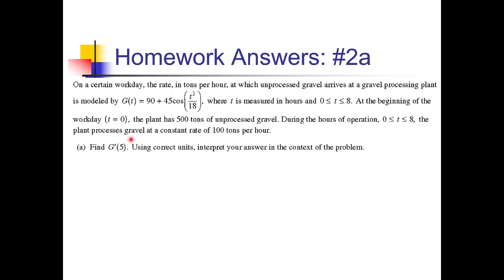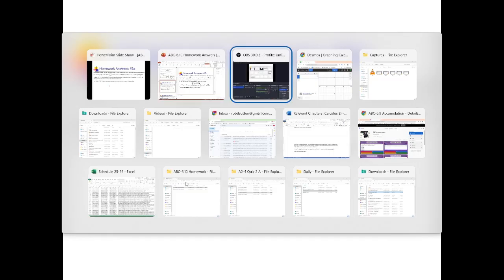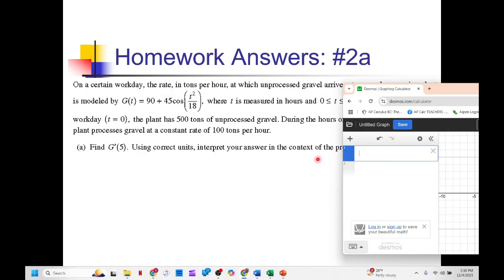The first piece of this, g prime, isn't too bad. We just have to plug g into our calculator and do g prime on there. Let me show you how I did that on mine. I put my g function in there. So g of t, and then we got 90 plus 45 cosine of the fraction t squared over 18, and there's my g function. Now I'm just going to do g prime and put 5 in there, just like they said, and that's going to be negative 24.588.